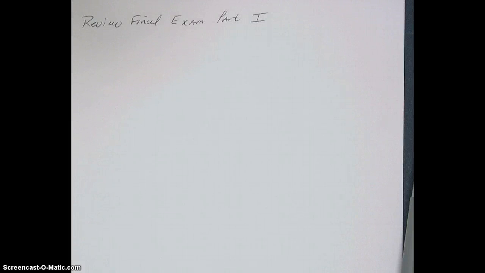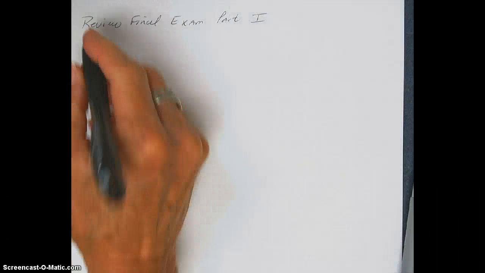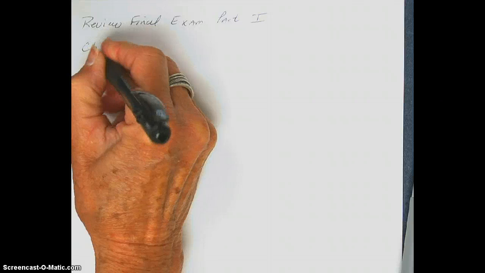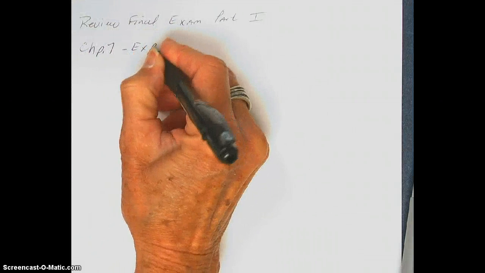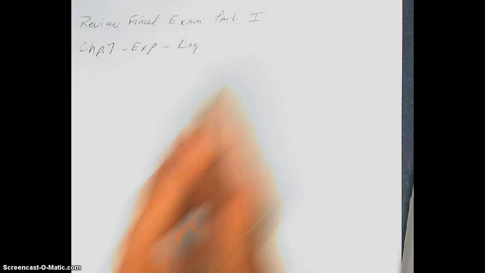Today I'm going to start with your review for your final exam. I'd like you to take your own notes, and I'm going to try to give you some important ideas about the first part of your final exam review. So first of all, I'm going to start with Chapter 7. Chapter 7 was exponential equations and log equations.